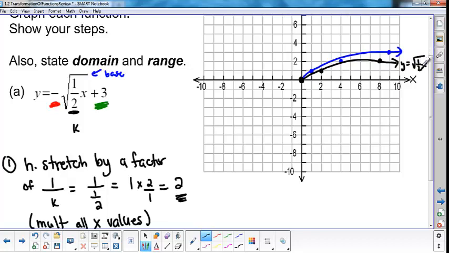And remember, you should be labeling your graphs all the way through. So I'm just going to go back and label this blue one and call it square root of x.